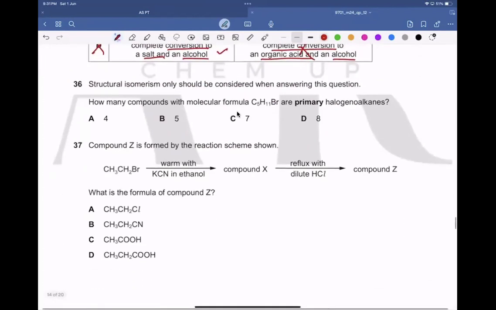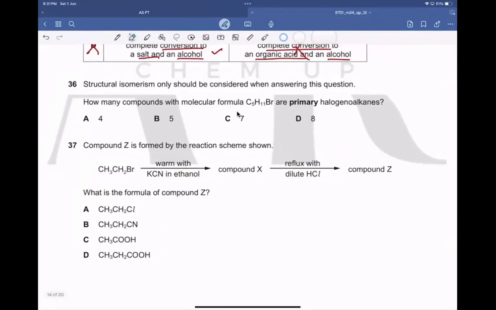Okay, now question number 36. I always suggest whenever you get an isomer question where you have to draw multiple isomers, do it at the end of the exam after the other questions. Structural isomerism only should be considered when answering this question. How many compounds with the molecular formula C5H11Br are primary halogenoalkanes?